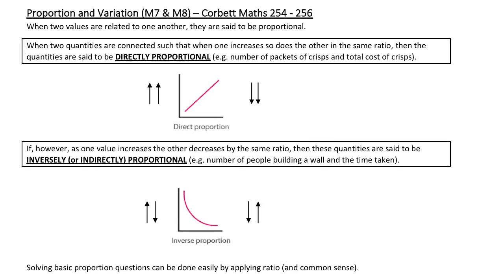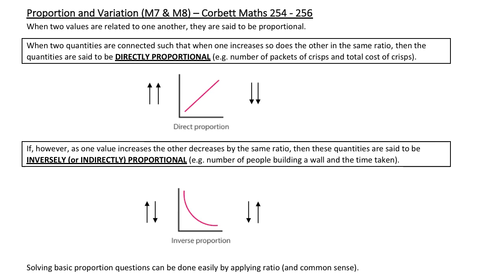Proportion and variation. When two values are related to one another, they're said to be proportional. When two quantities are connected, such as when one increases and so does the other in the same ratio, then the quantities are said to be directly proportional. An example of what the graph would look like would be something here, where as one value increases, so does the other.